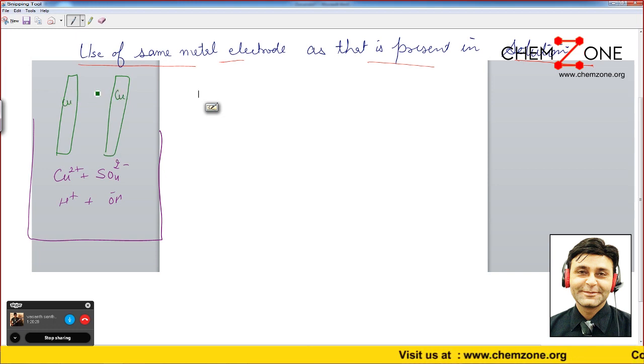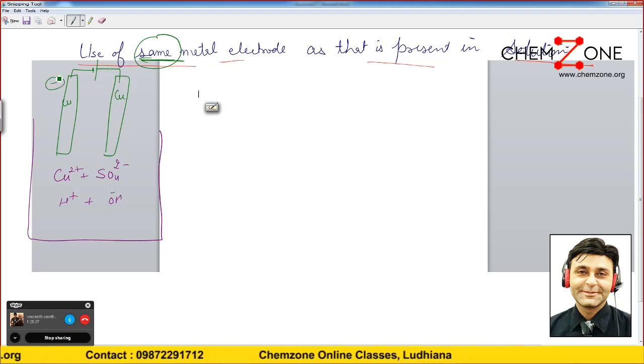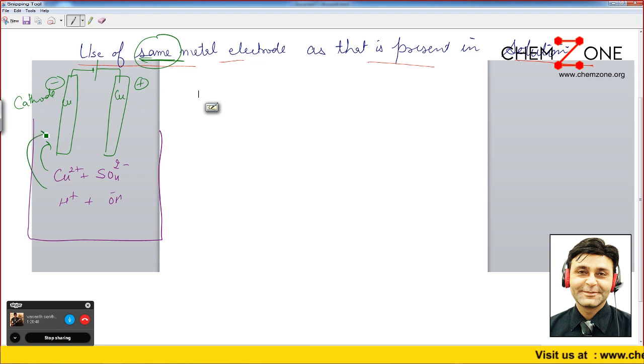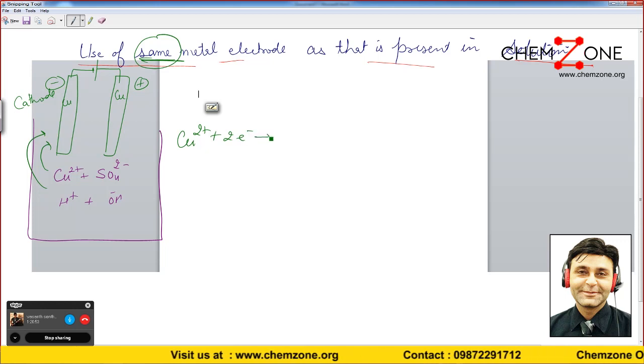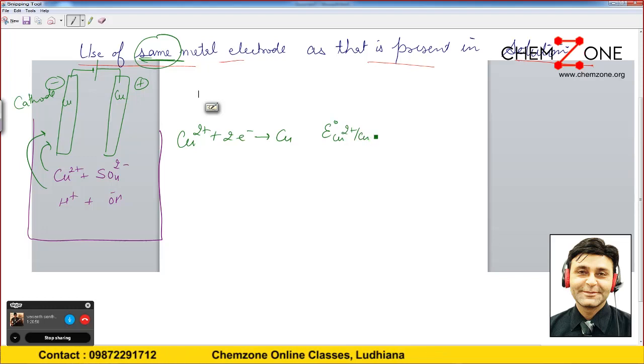You're not using platinum, right? Yeah, I'm using the same metal electrode. You can see I'm using the word same. So this is the negative terminal and this is the positive terminal. The cathode is negative, right? The copper ion and the H positive ion both will be attracted. So the reduction potential of copper is positive 0.34 volt, and the reduction potential of hydrogen is 0.